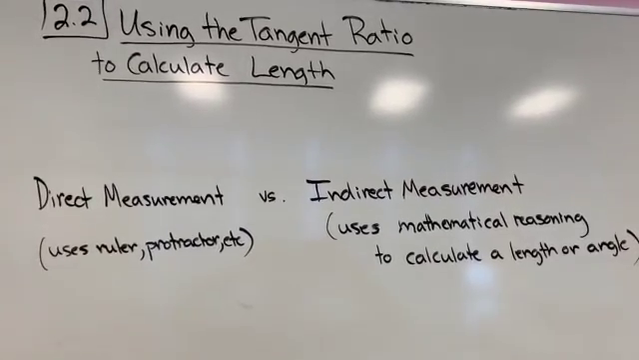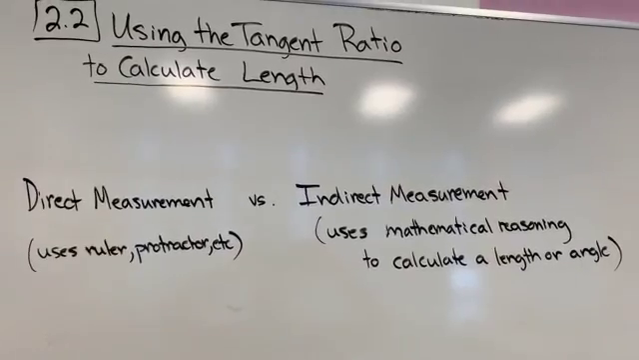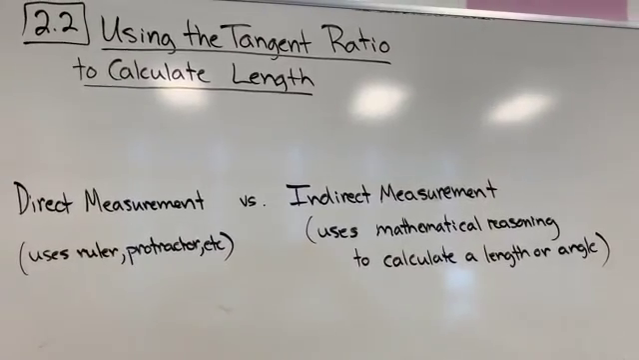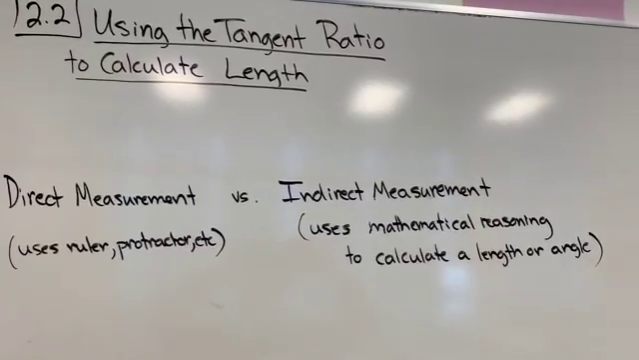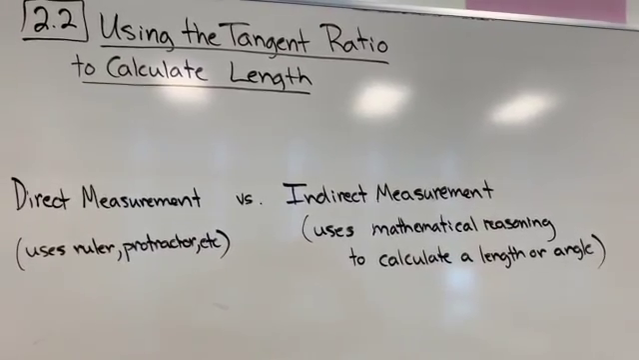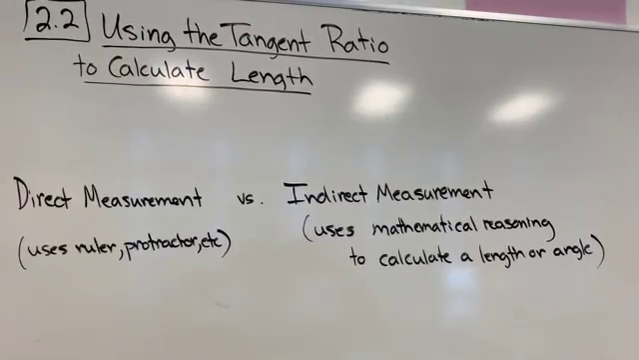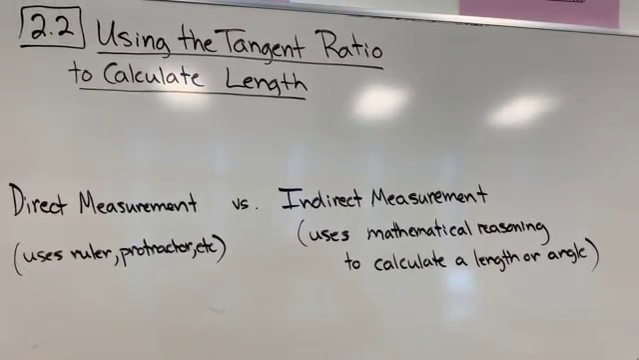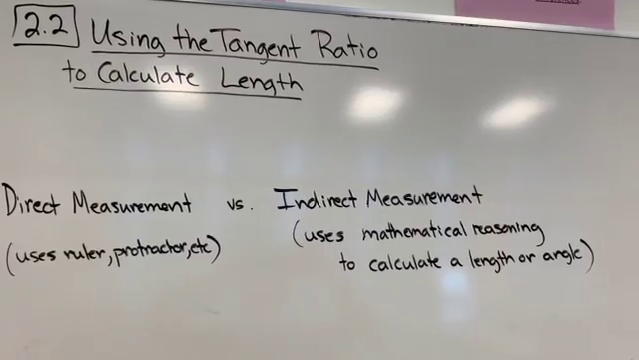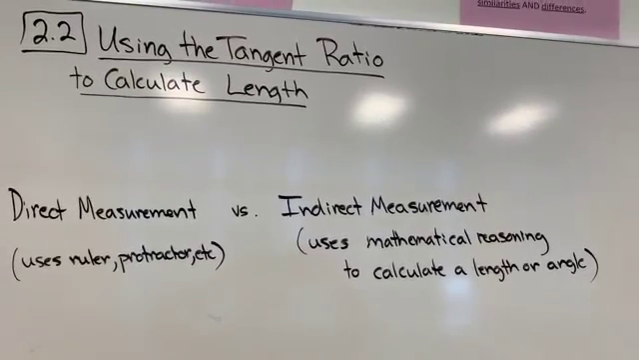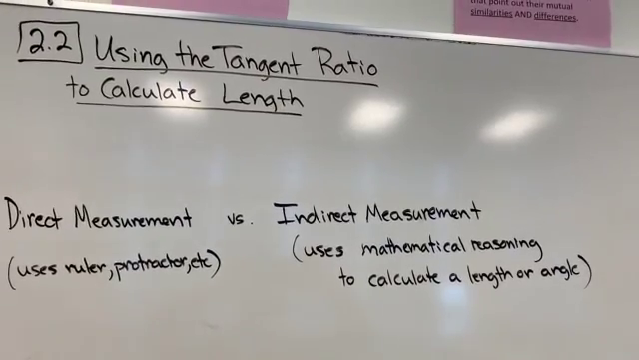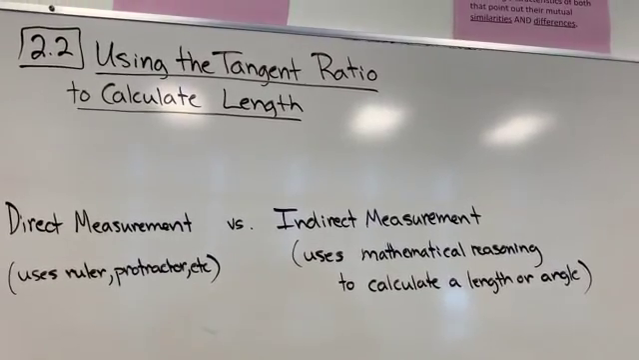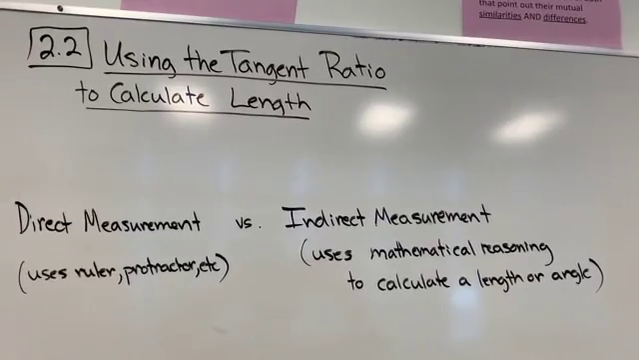Direct measurement is great if you can directly measure something. If you can take a ruler or tape measure, protractor, and go up against the thing and measure it. Indirect measurement uses mathematical reasoning to calculate the length or the angle of something. And so people have been using this for many centuries to get distances to stars, to heights of buildings or mountains, where you can't take a ruler or a tape measure and measure a mountain, so we find heights in other ways.